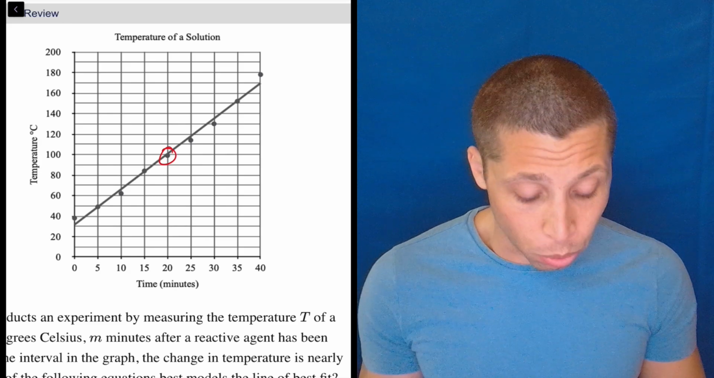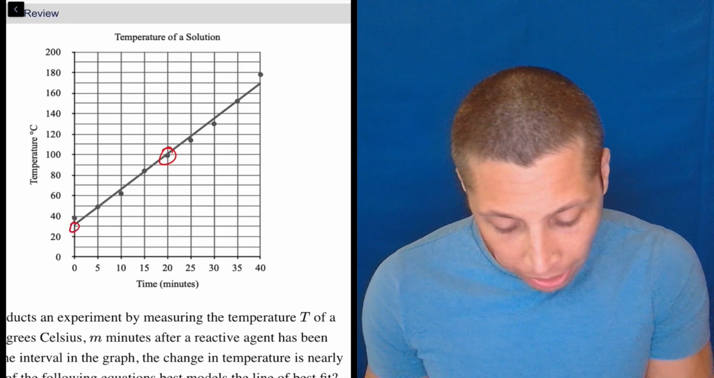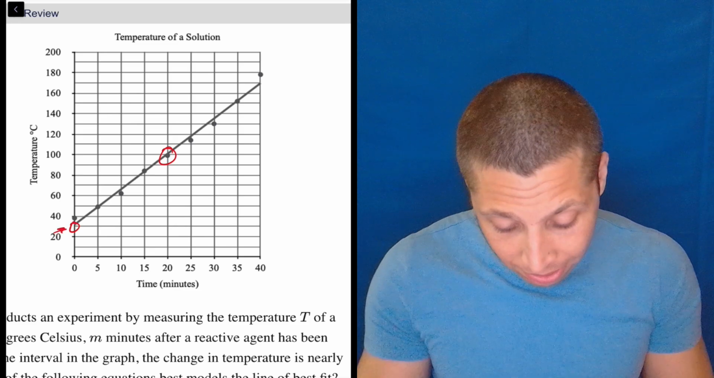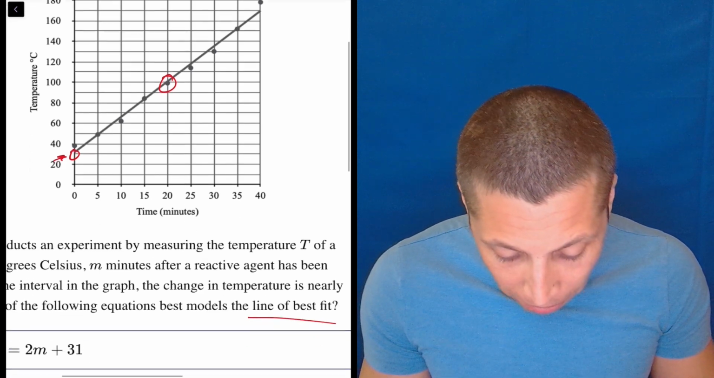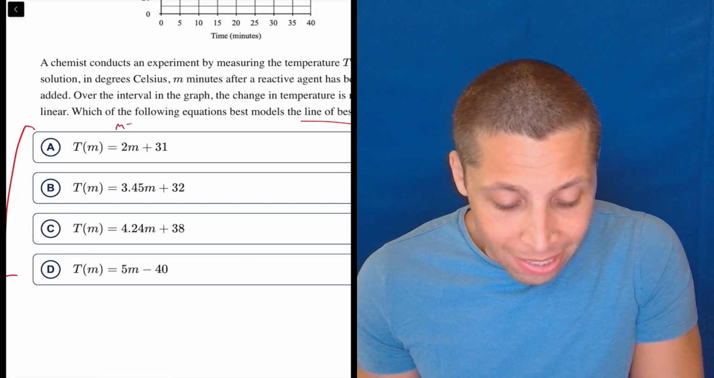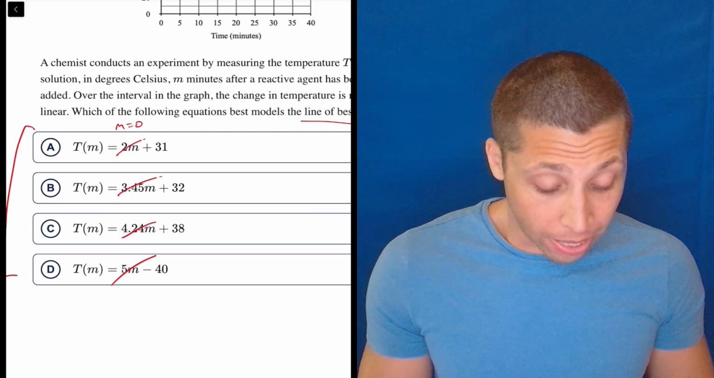So I'm still going to plug points into equations, and I'm going to start where I always start, which is down here. Not the dot, the point where the line hits the axis, that's my y-intercept. It kind of looks like 30, maybe a little bit bigger than 30, but something like that. Now, the best thing about plugging in m is 0 is all these terms go away. And then basically I can just look at the end.